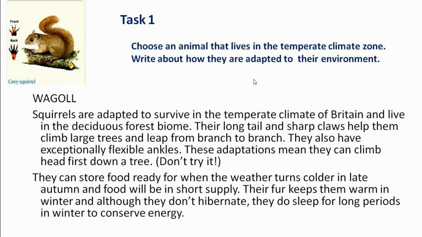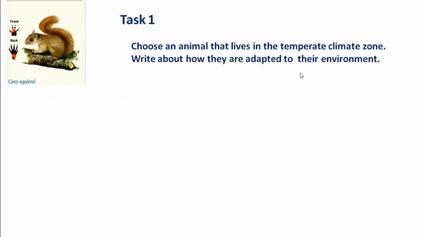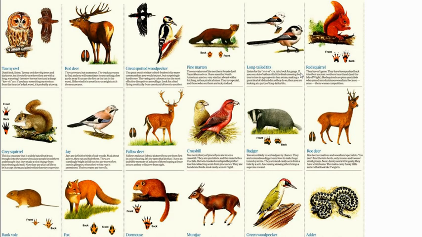And then task number 1 is to choose an animal that likes living in Britain, in the deciduous forest biome, the one that we have in our country, and write explaining how that animal is adapted to the temperate zone. Here's some animals again. Okay, and you could pause the video on here if you want to get an idea for which animal to choose.